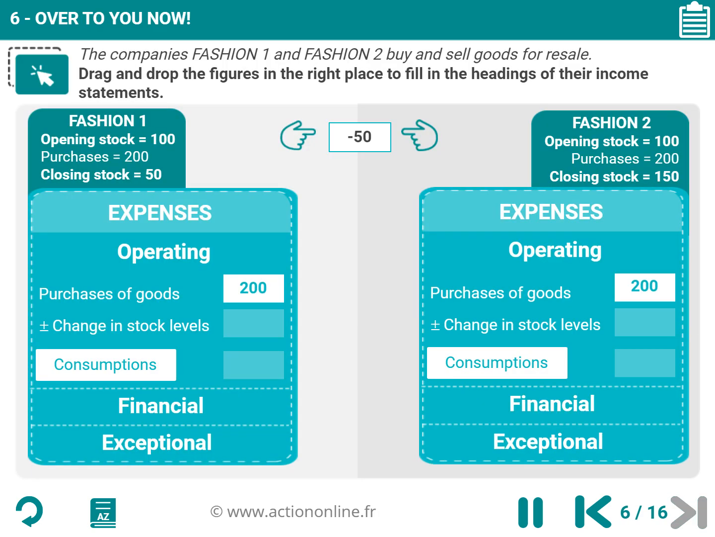The companies Fashion 1 and Fashion 2 buy and sell goods. Drag and drop the figures in the right place to fill in the headings of their income statements.